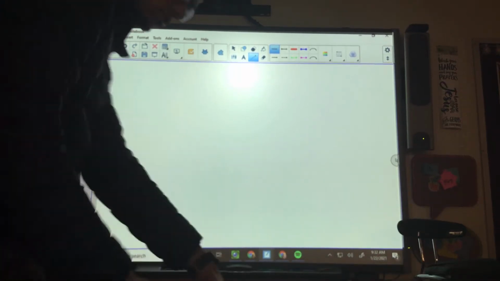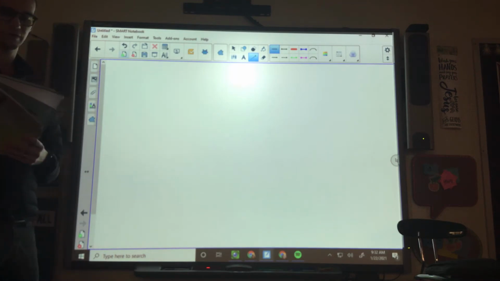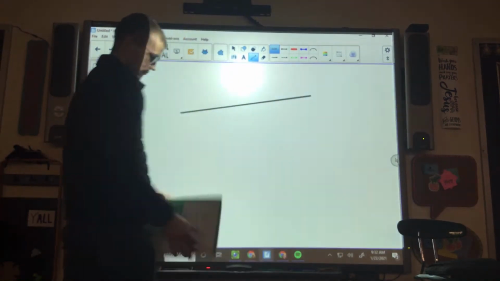Okay, so page 165, find the unknown measures of angles on a line. So AC is a line.